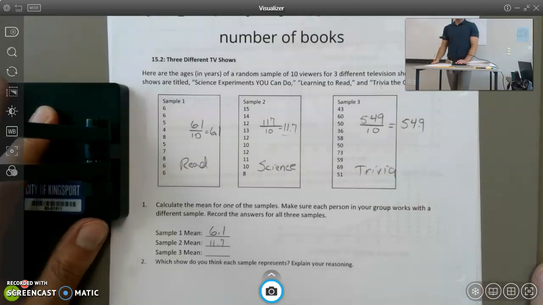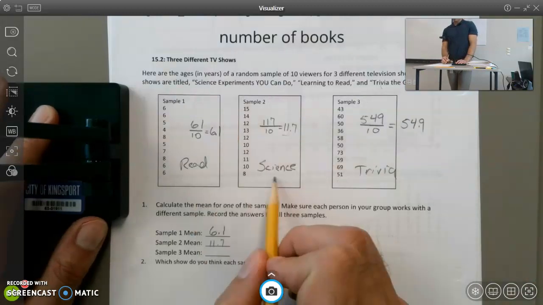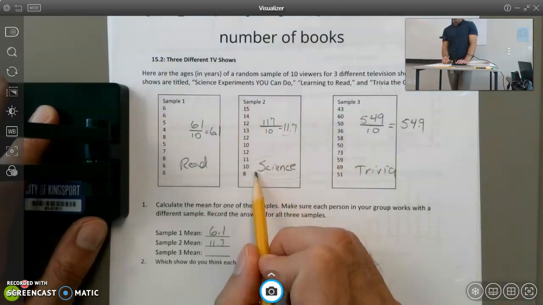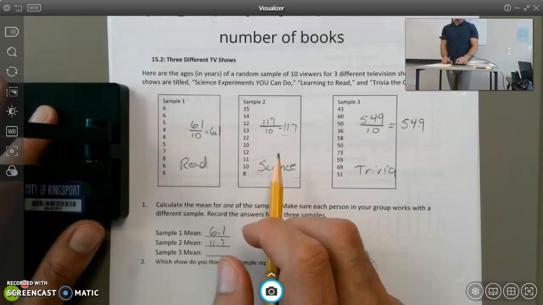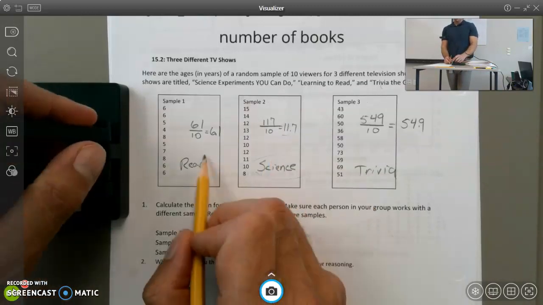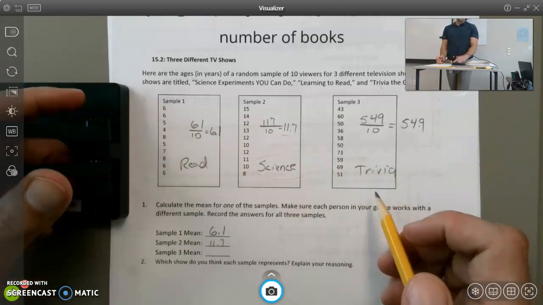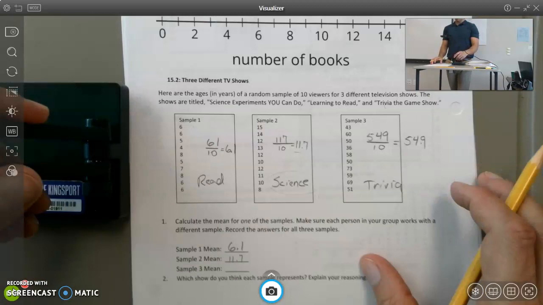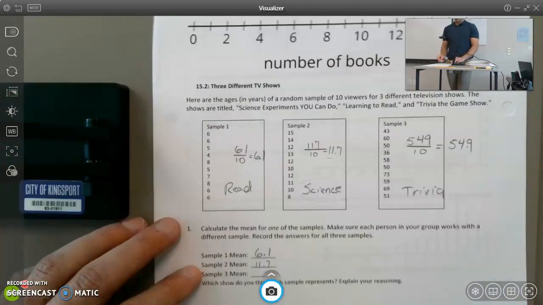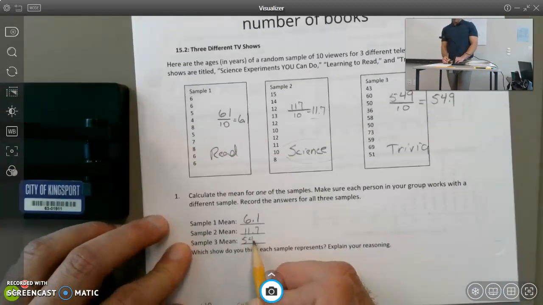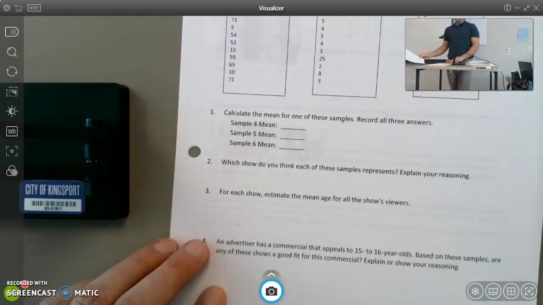That's my estimation. Based on the titles, science experiments you could do would be targeted at teenagers or middle school students. Learning to read would be targeted at children. And then the trivia show is probably going to be targeted towards older folks. All right. Let's look at the next page.